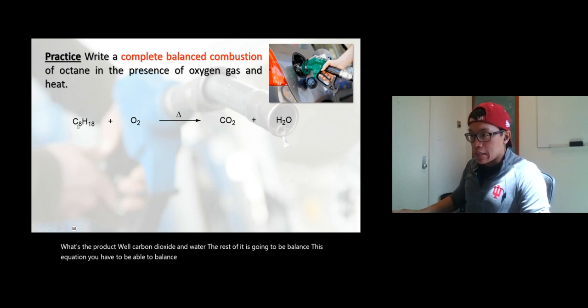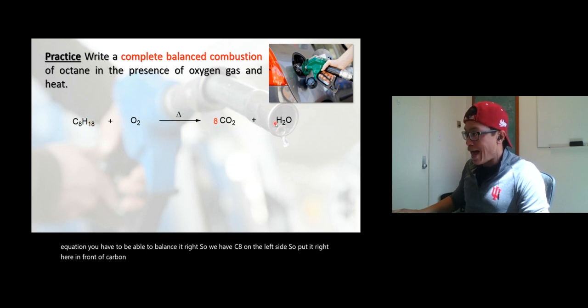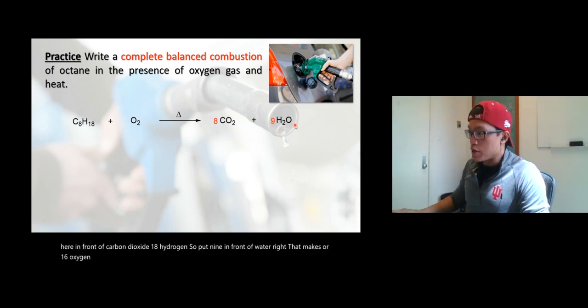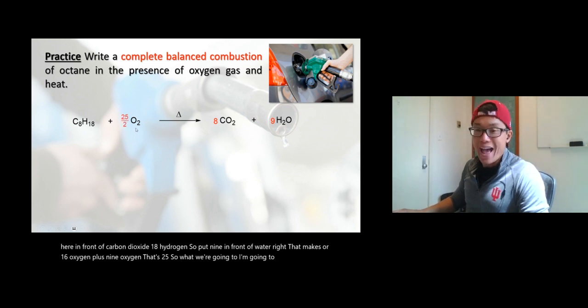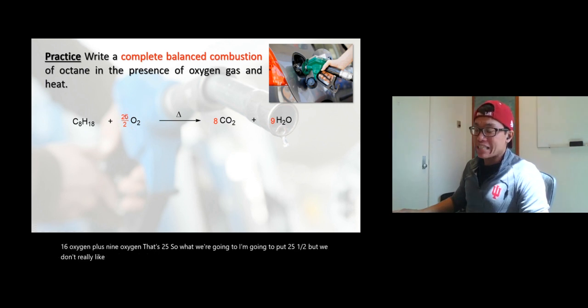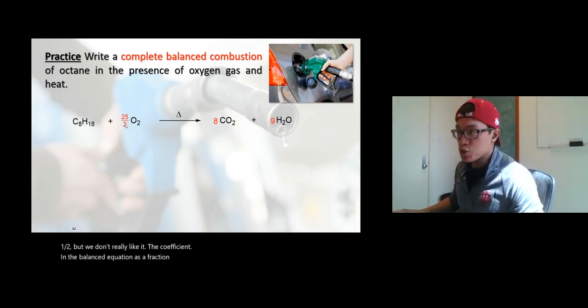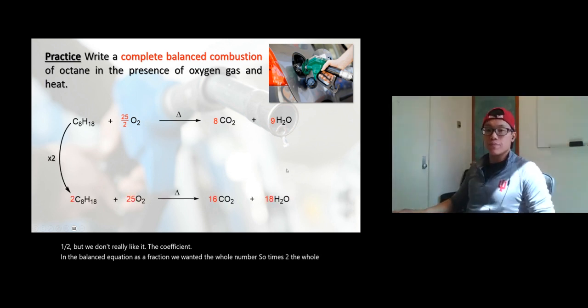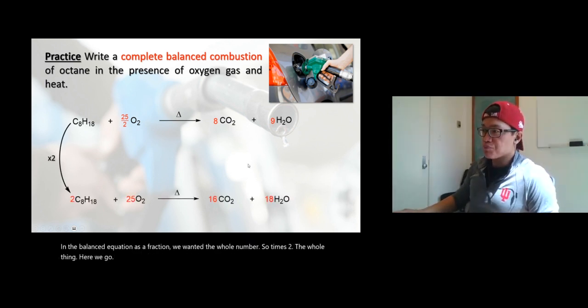All right, so we have C8 on the left side, so put 8 right here in front of carbon dioxide. 18 hydrogen, so put 9 in front of water. All right, that makes 16 oxygen plus 9 oxygen, that's 25. So, well, I'm going to put 25 and a half. But we don't really like the coefficient in the balanced equation as a fraction. We want it as a whole number. So times 2 the whole thing. Here we go. All right.